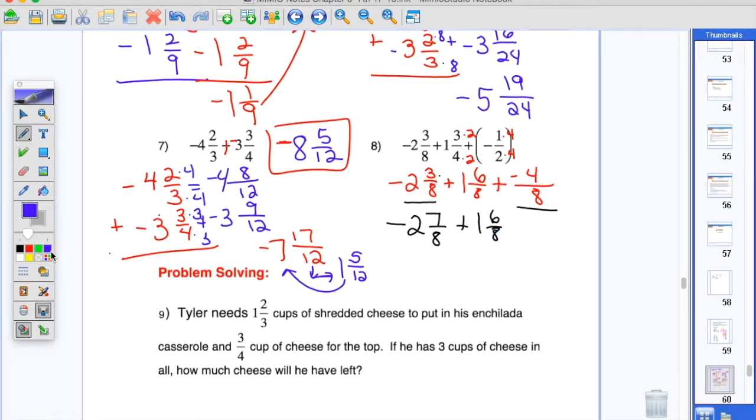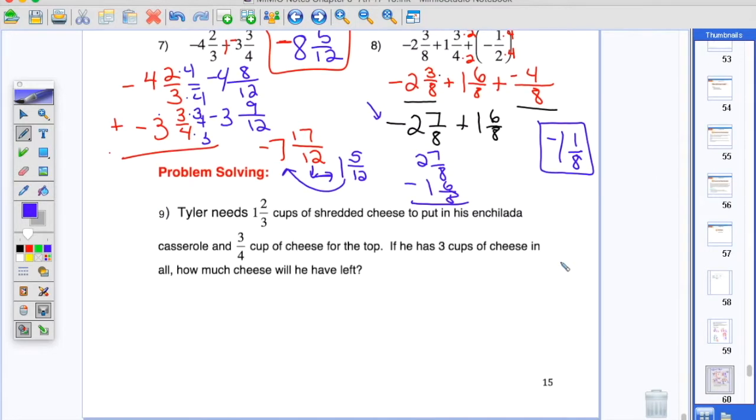Now at this point here, we take the sign of the larger number, which would be negative. I'm going to put it in my answer box. And now I have to rewrite it. I have to take the larger one minus the smaller one. So 7 minus 6 is 1 over 8, and 2 minus 1 is 1. So it's negative 1 and 1/8.